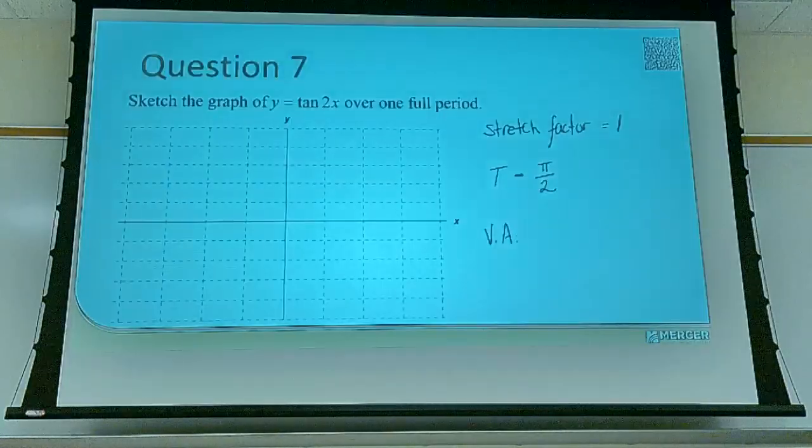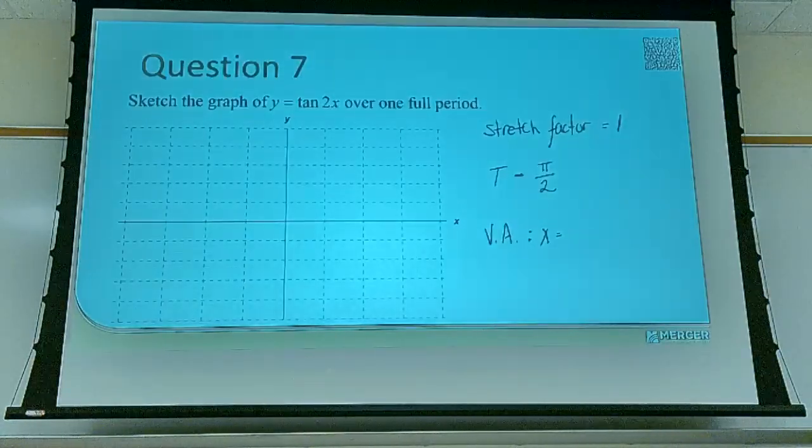And we do have vertical asymptotes. You again need to decide what interval you want to sketch over. The standard interval for this would probably be minus pi over 4 to positive pi over 4. Your endpoints will once again be the asymptotes. Normally, every odd multiple of pi over 2 would be an asymptote, right?